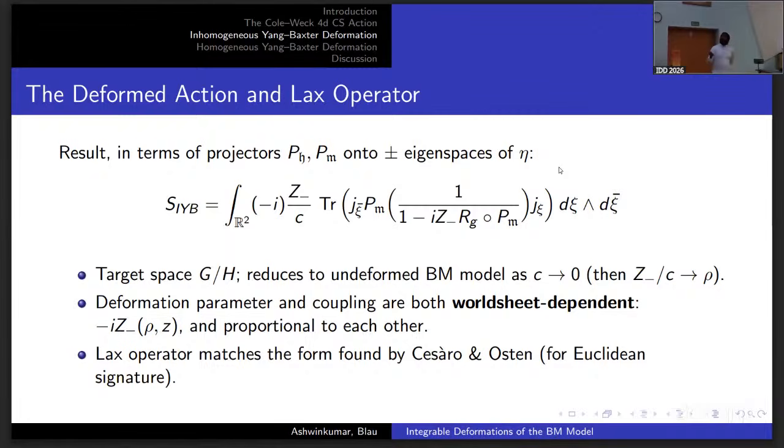And this is the answer we get from 4D Chern-Simons theory. Here, I can show you that the coupling and the deformation parameter correspond to the simple pole, Z minus, which, as I mentioned, is worldsheet dependent. And in particular, we match a property that was found by Cesaro and Austin, that is, the coupling and the deformation parameter are proportional to one another. And also, we managed to derive the lax operator that matches the form found by Cesaro and Austin.